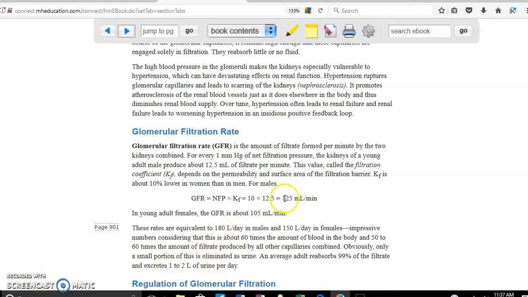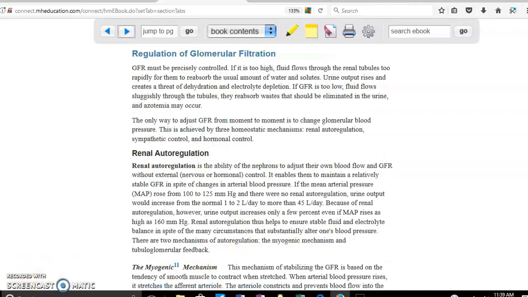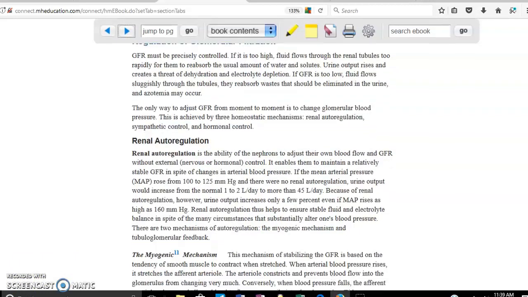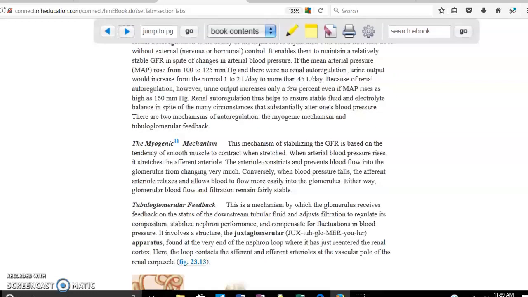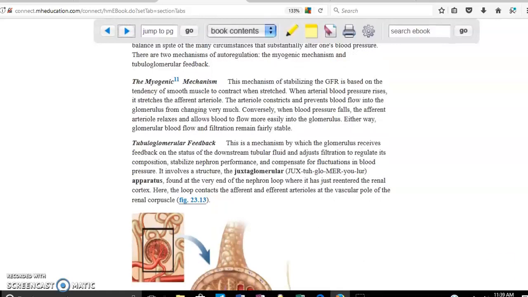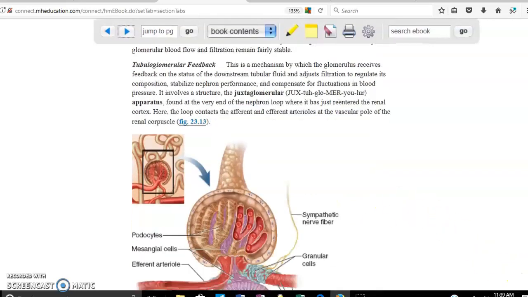Therefore, this glomerular filtration rate must be controlled, and because of that, we have the next topic in here, which is regulation of glomerular filtration. Okay, let's take a look at the regulation of glomerular filtration, and we see there renal artery regulation. There are two very important processes for this: the myogenic mechanism and the tubuloglomerular feedback, which falls under the juxtaglomerular apparatus. Let's take a look at this with a little bit more detail.